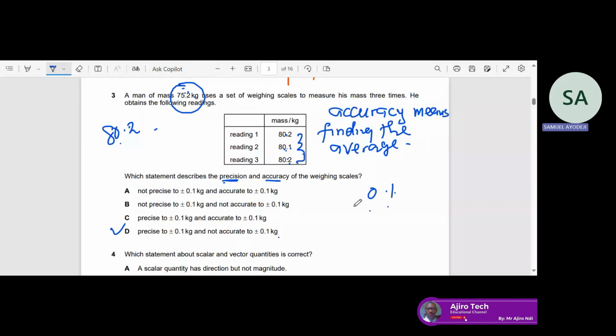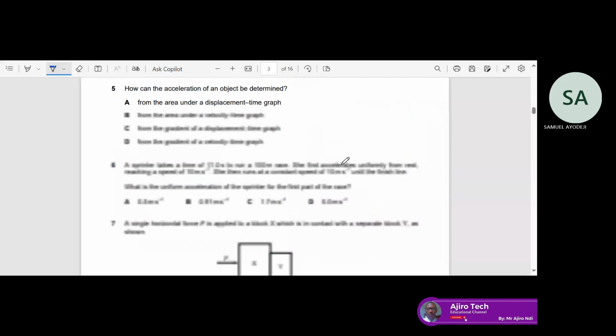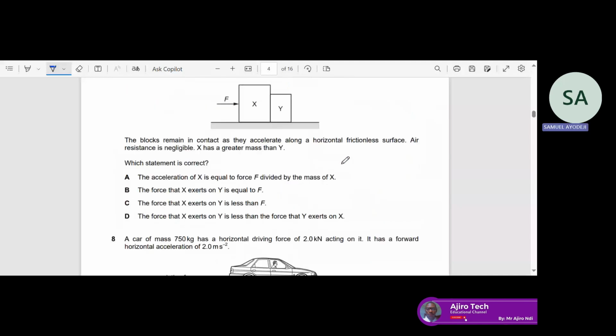Is it understood? Yes, it's understood, sir. Okay. And then our number 7, sir. Number 7.